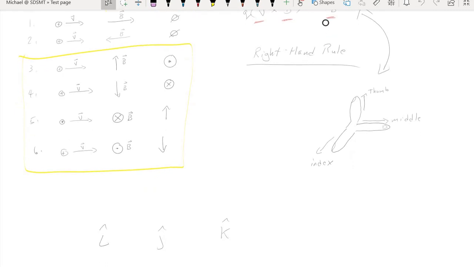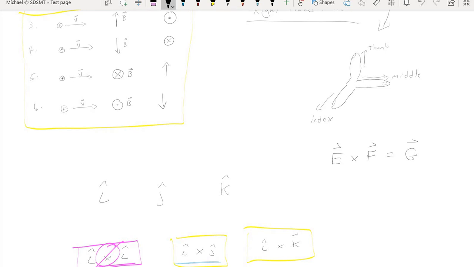So when I say the first vector in your cross product, let's take E cross F equals G. The first vector in your cross product is the first vector in the evaluation process. The second vector in your cross product is the second vector in the evaluation process. And then we have what we call the resultant vector. So this is what we get as the result of combining those vectors together.